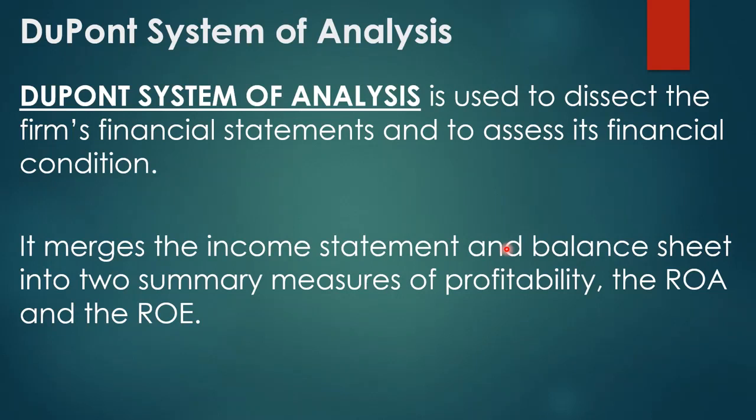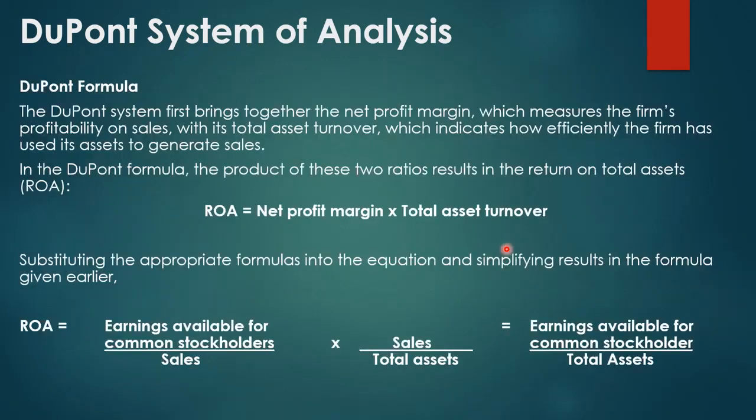It merges the income statement and balance sheet into a summary measure of profitability, the return on assets and the return on equity. So, gaya ng sabi ko, mas in-depth si DuPont analysis. Now, the DuPont formula. The DuPont system first brings together the net profit margin, which measures the firm's profitability on sales, with its total asset turnover, which indicates how efficiently the firm has used its assets to generate sales.